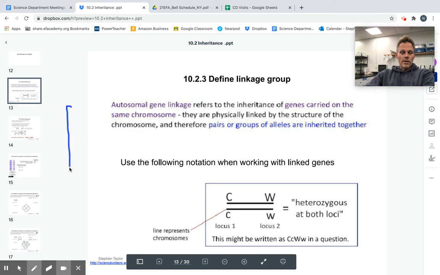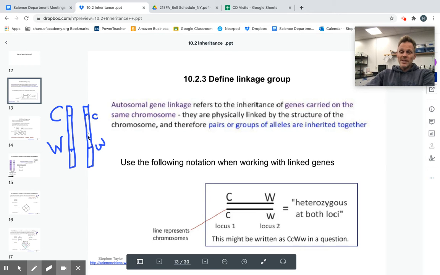So let's draw one here. We'll use this example. So here's our one chromosome, a homologous pair, one from your mother and one from your father. And let's make them heterozygous at both loci. So that's the gene for C, whatever that is. And also we have the allele for W. We have a big and a small.